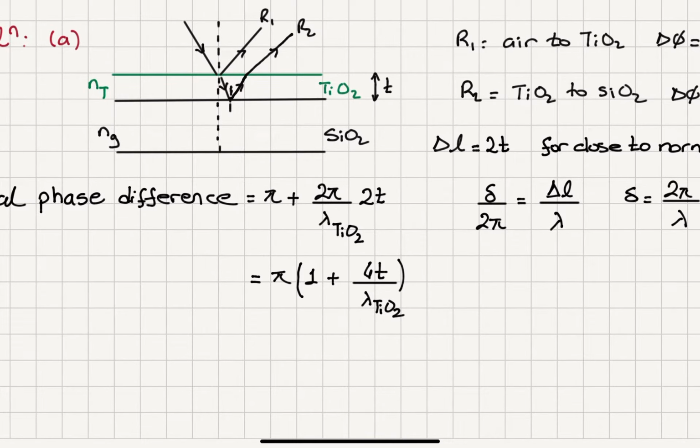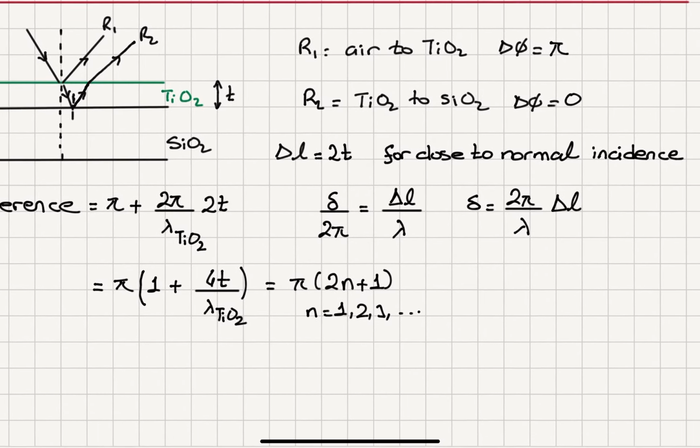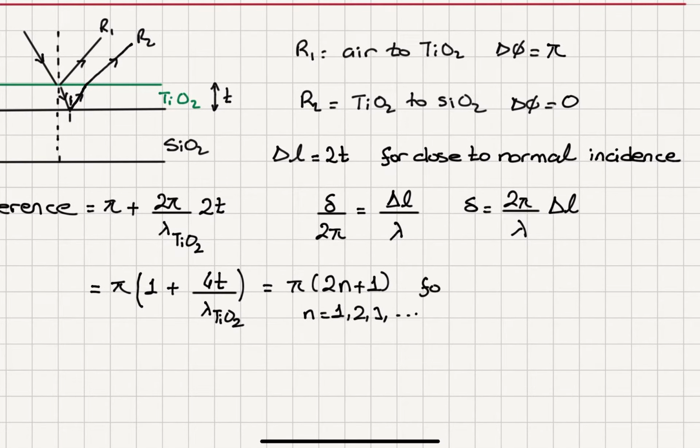So what should this be equal to for destructive interference? We will look for a phase difference of pi, 3 pi, 5 pi, etc. So this is going to be equal to pi times (2n + 1), and n is an integer, which can take values 1, 2, 3, etc. That's the condition for destructive interference.